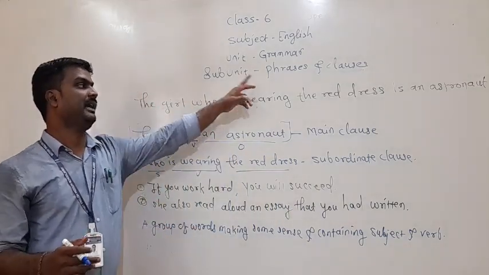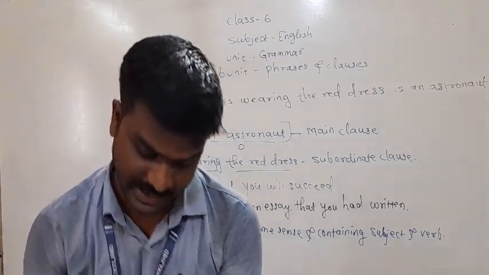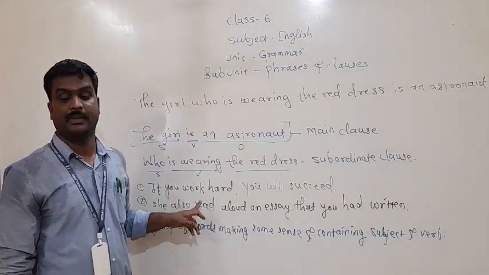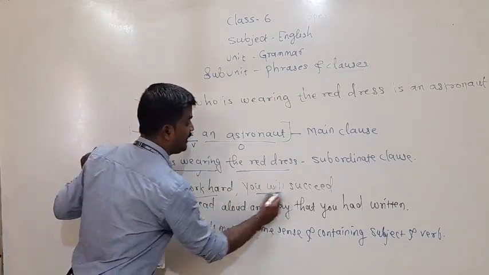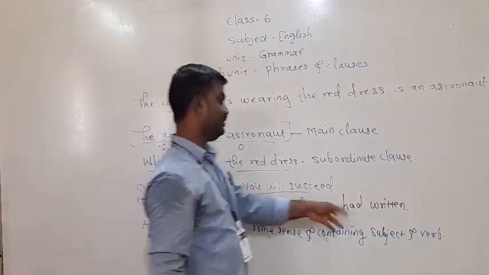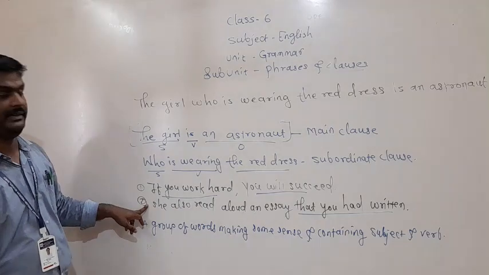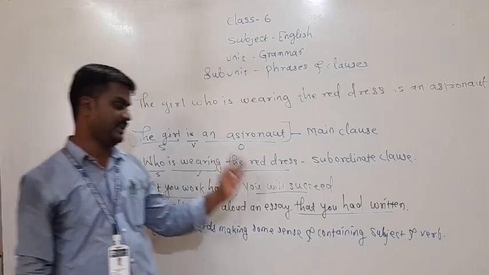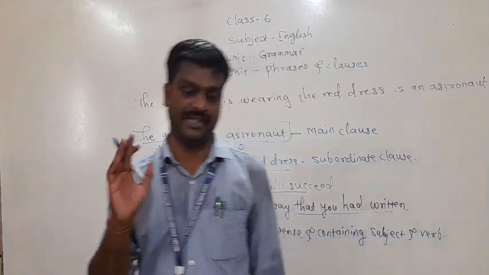So friends, now the next example. If you work hard, you will succeed. In this example, if you work hard is a subordinate clause, and you will succeed is the main clause. She also read aloud an essay that you had written. That you had written is a subordinate clause, and the first part is the main clause. Understood this? Clause means a group of words making some sense and containing subject and verb structure. That is called clause.